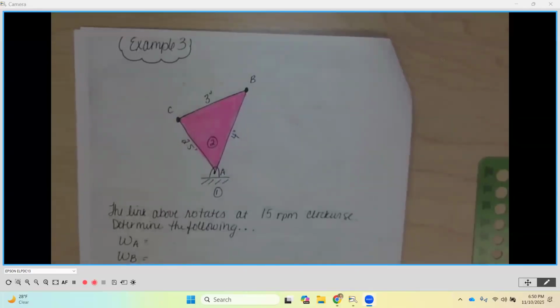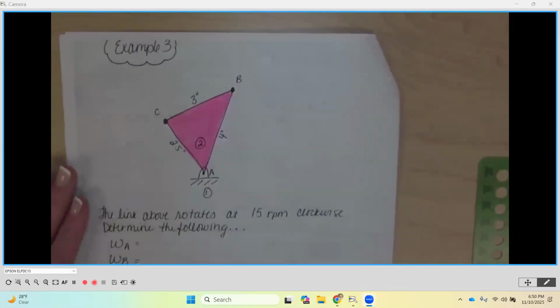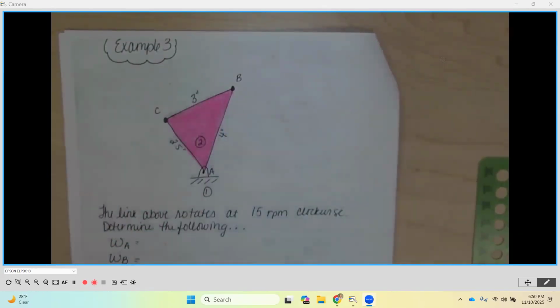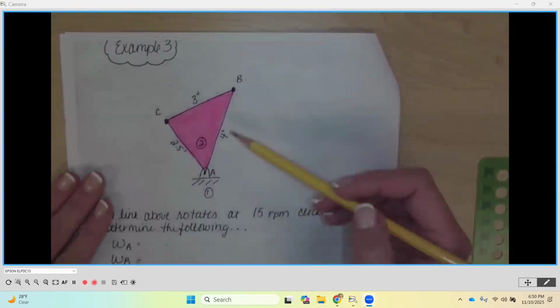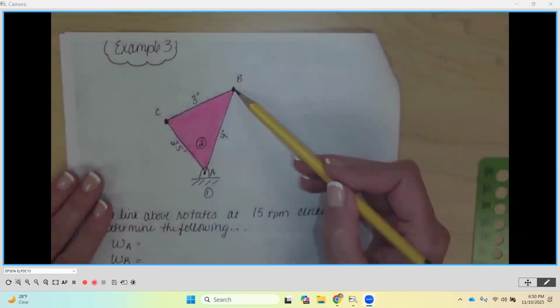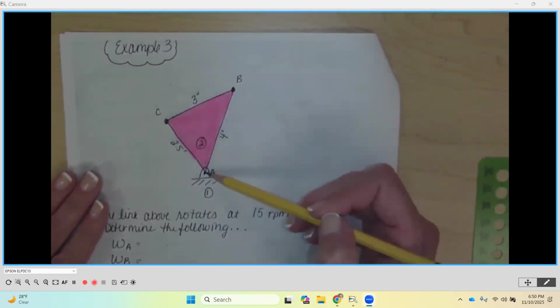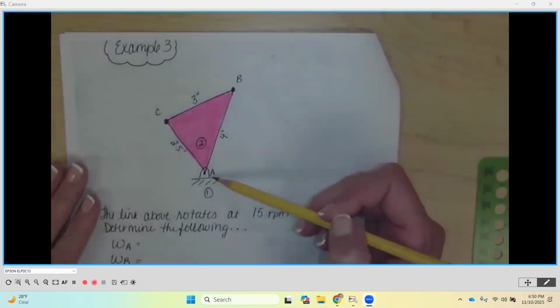Okay, so we're going to be looking now at example three. Now, as we look at example three, what we have is a single link, number two. I just used my highlighter to color it in so you could see it was a single link. It's shaped like a triangle and it has points B and C, and its center of rotation is going to be at A, which is going to be fixed at the frame.